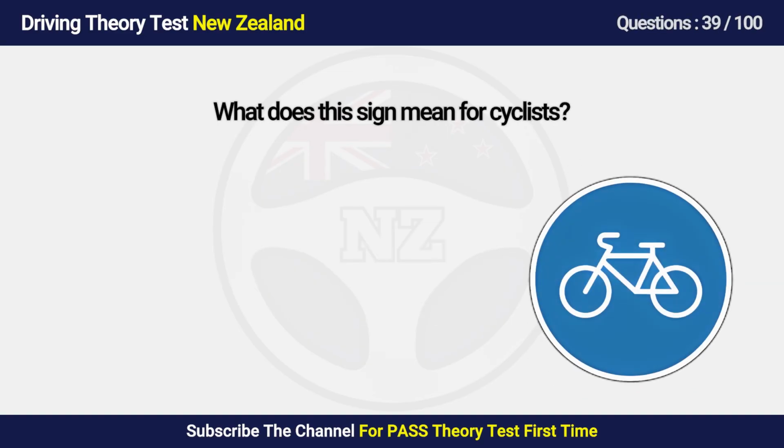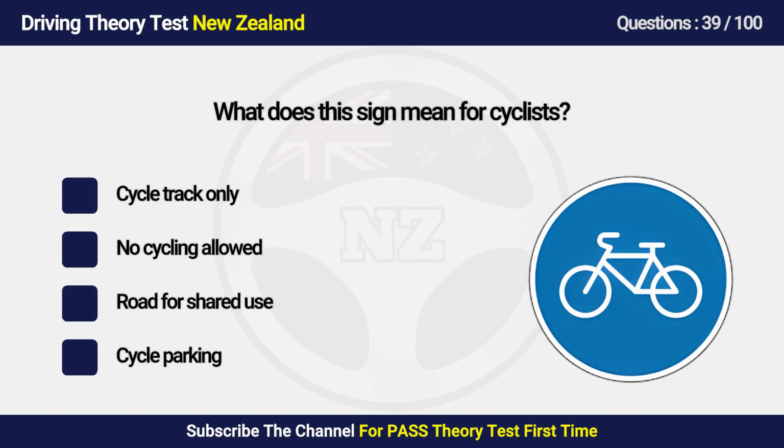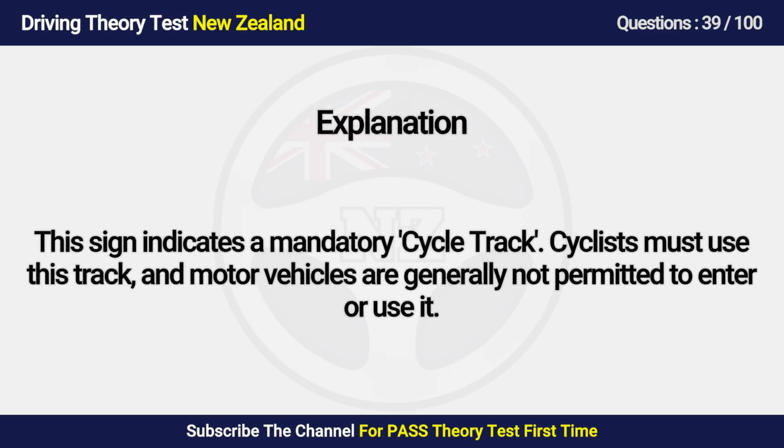Question 39. What does this sign mean for cyclists? A. Cycle track only. B. No cycling allowed. C. Road for shared use. D. Cycle parking. Answer is A. Cycle track only. This sign indicates a mandatory cycle track. Cyclists must use this track, and motor vehicles are generally not permitted to enter or use it.